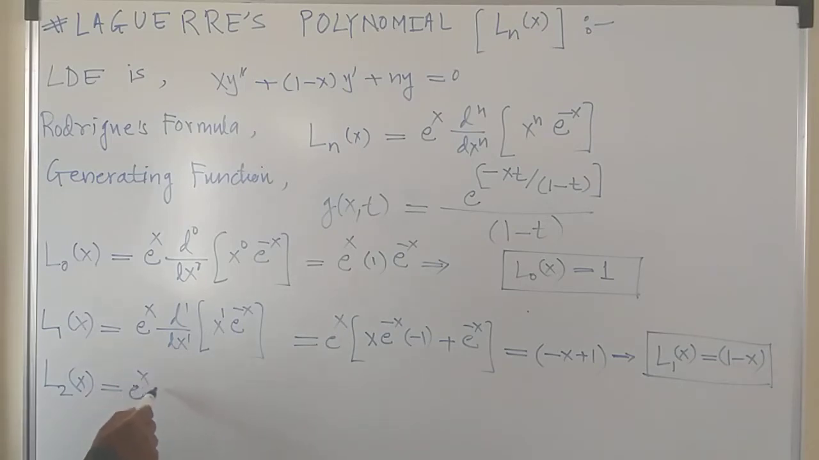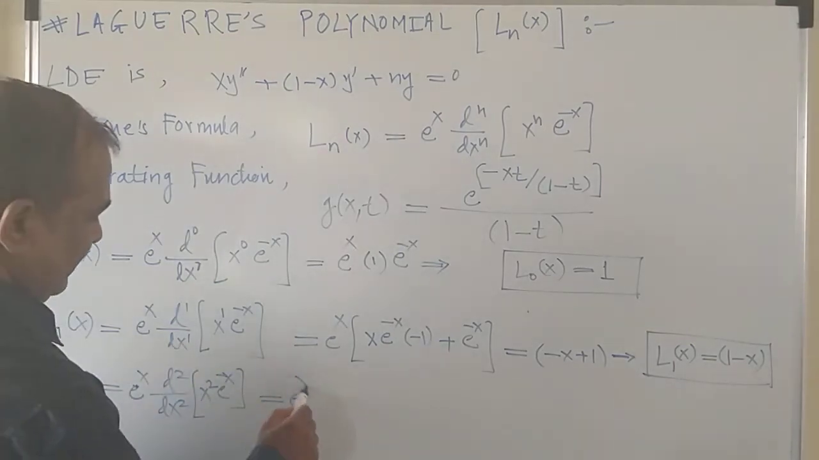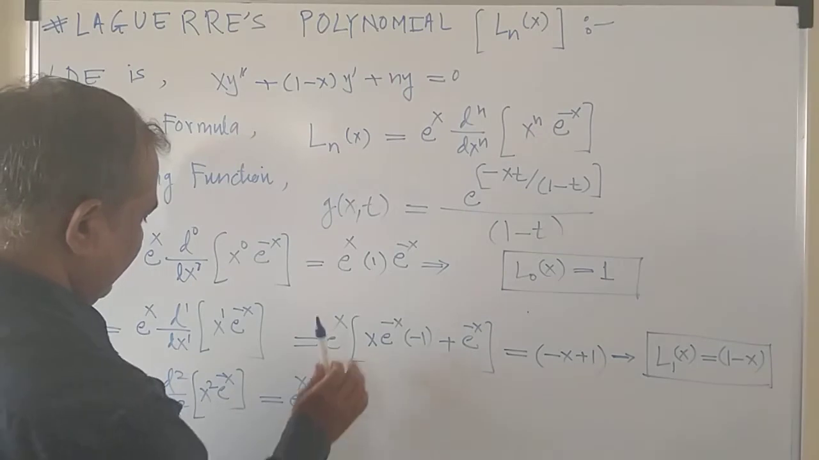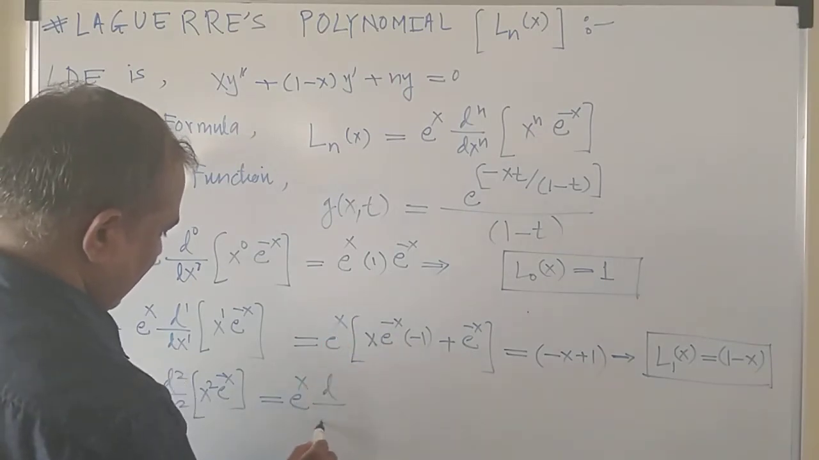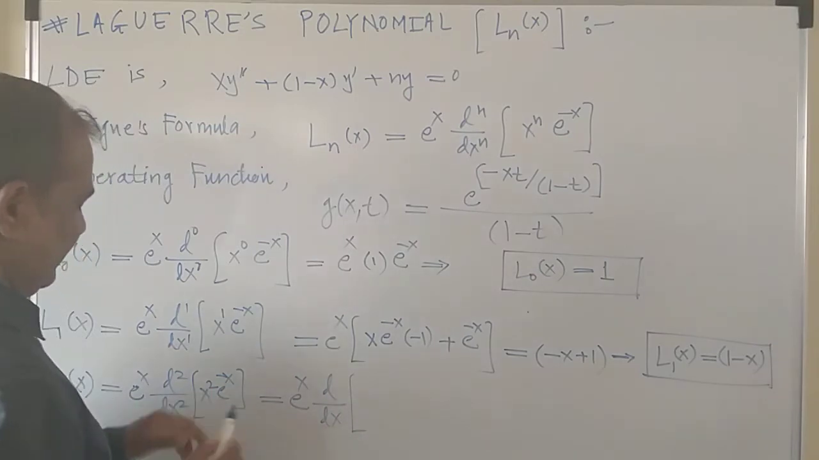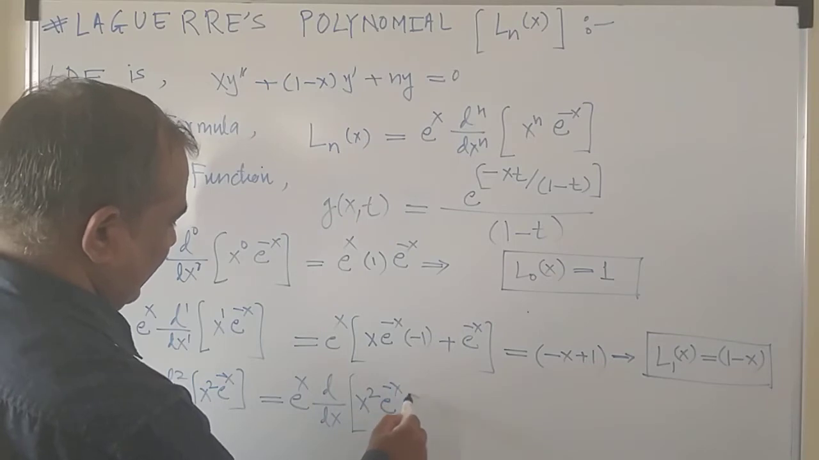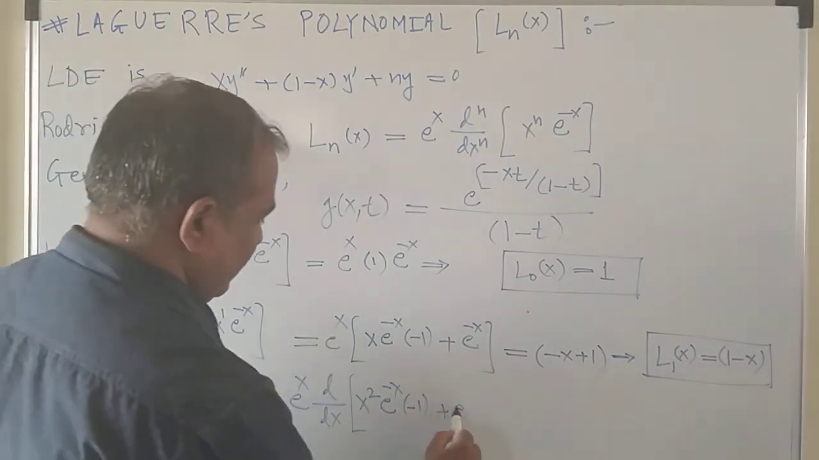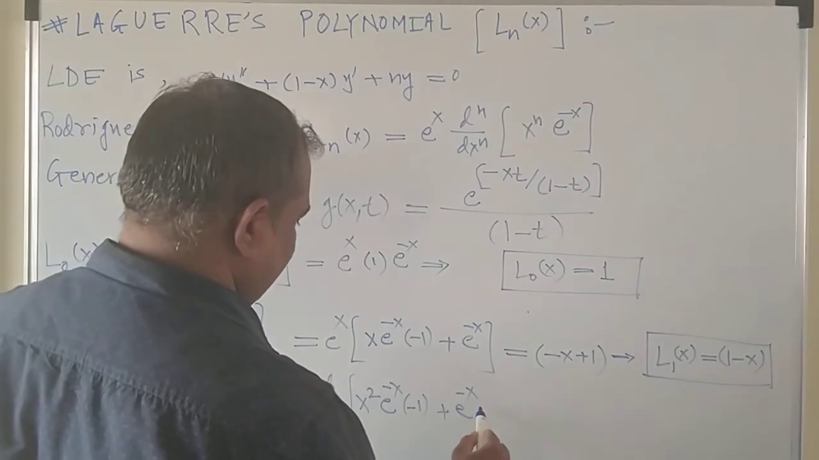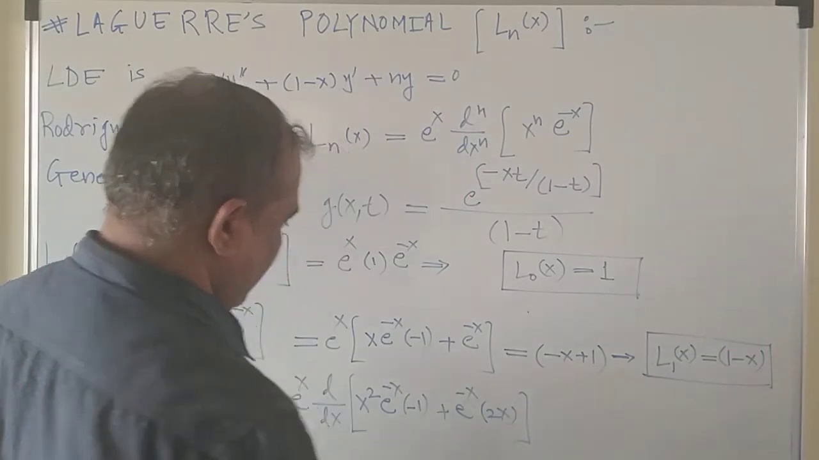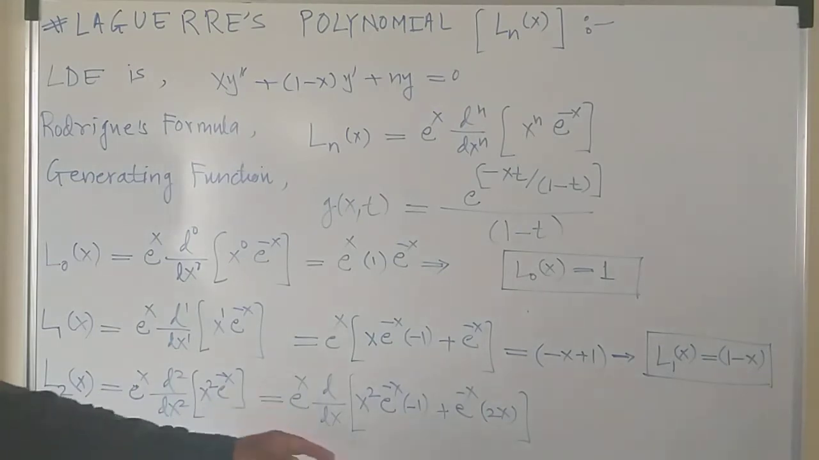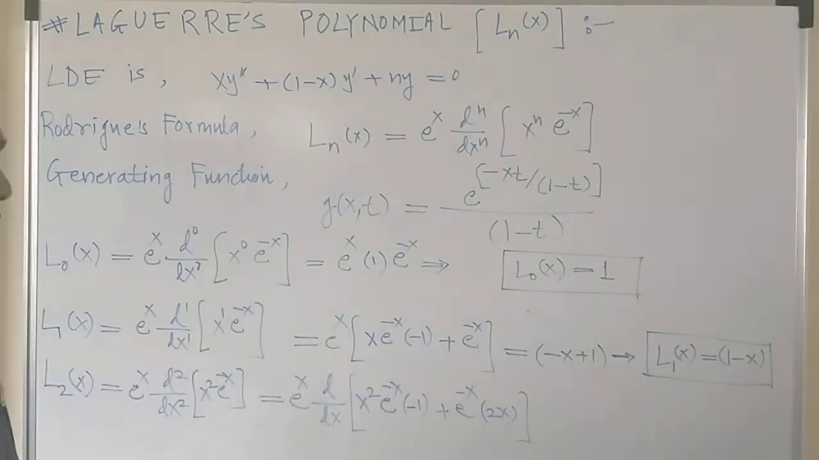So e raised to x into the second order derivative, n you are putting equal to 2, of x square into e raised to minus x. If you take its derivative you will get e raised to x as it is into the first order derivative, no? Into d/dx of, take the first derivative, e raised to minus x as it is, first function into differentiation of second plus second into differentiation of first is 2x, isn't it? Now again you have to differentiate this with respect to x.